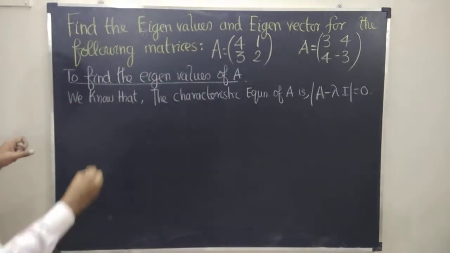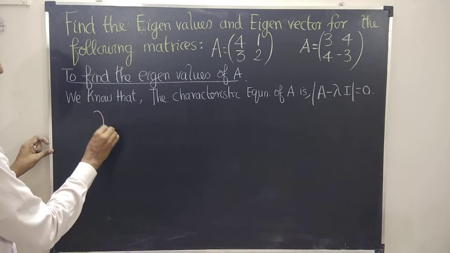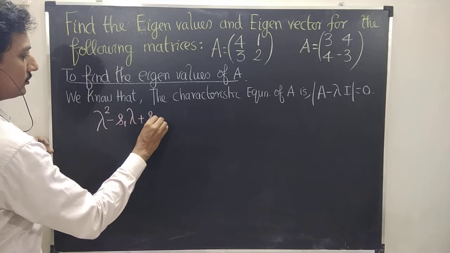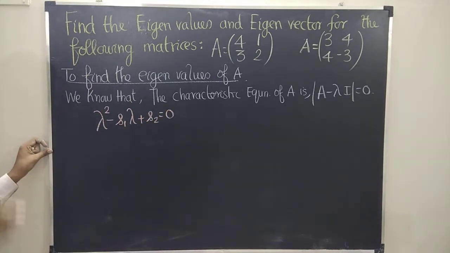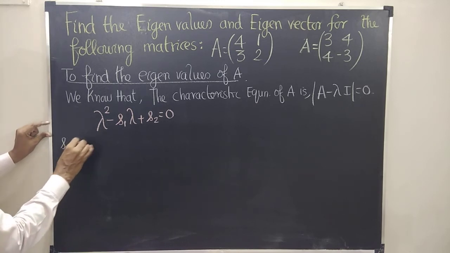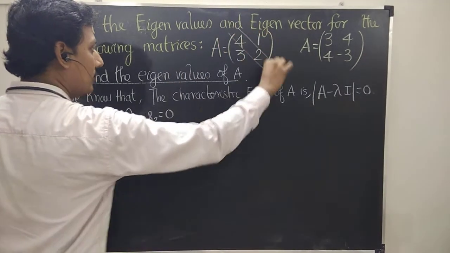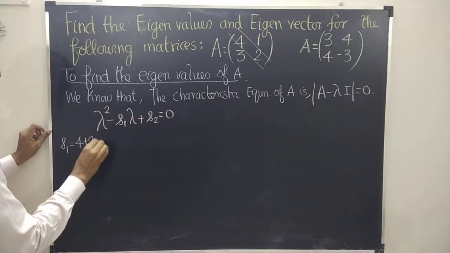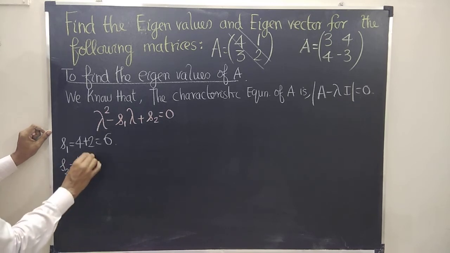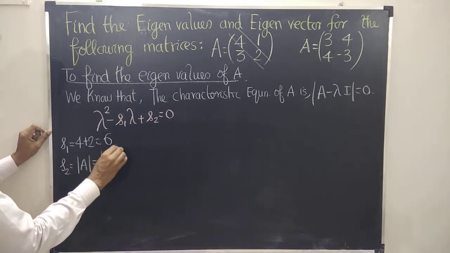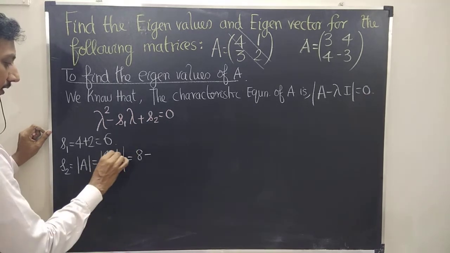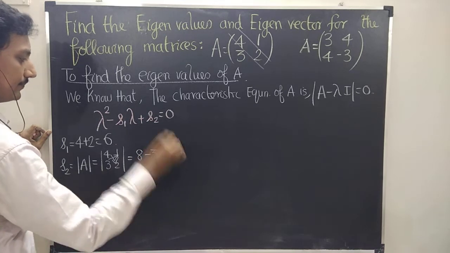But for the 2 by 2 matrix, the equation is lambda squared minus S1 lambda plus S2 is equal to 0, isn't it? What about S1? S1 is equal to the sum of the leading diagonal elements. So 4 plus 2 is equal to 6. What about S2? S2 is the determinant of A. So determinant of 4, 1, 3, 2. So how much? 4 2s are 8 minus 3 1s are 3.